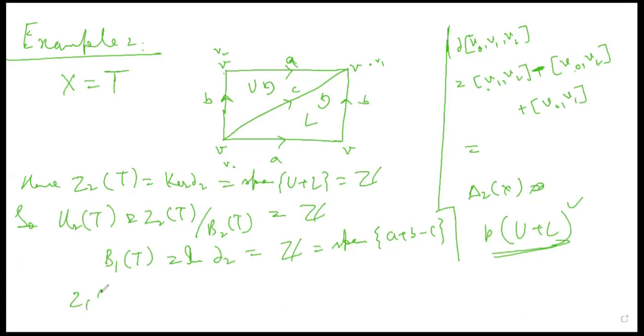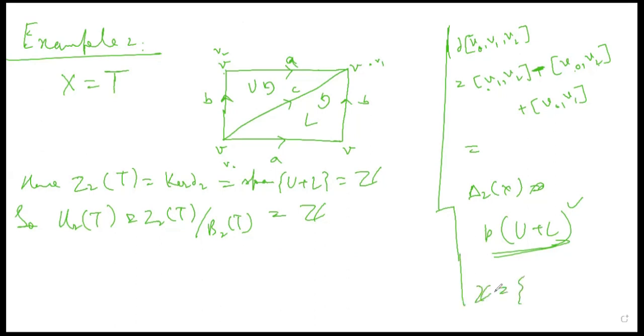And what is Z1T? Let us see. So B1T comes out to be Z generated by A plus B minus C. Now if you apply this over A, because both the vertices are B, right, of A, B, and C, so this is B, C, 0, right?